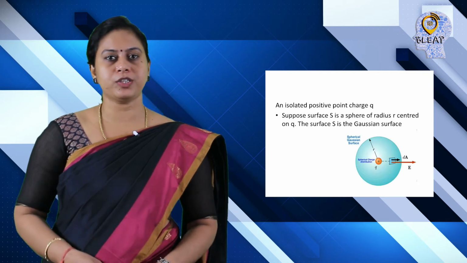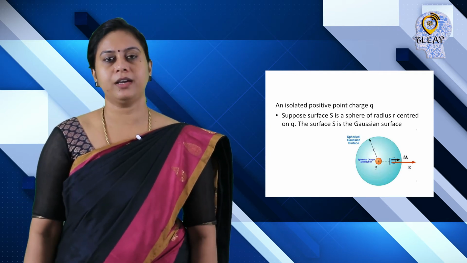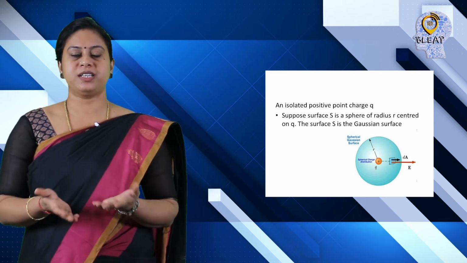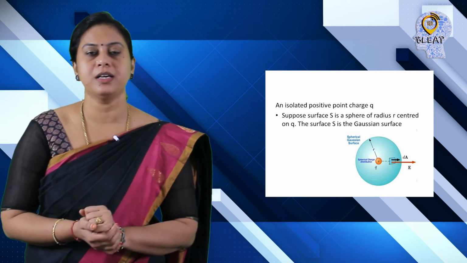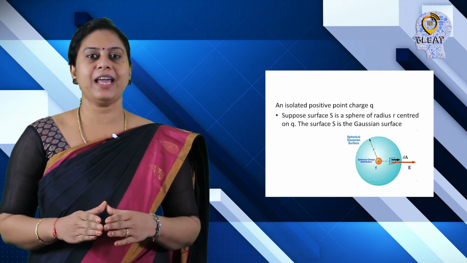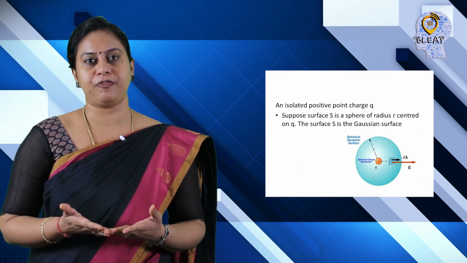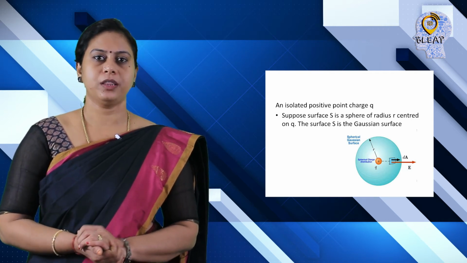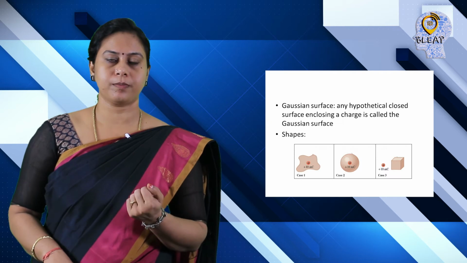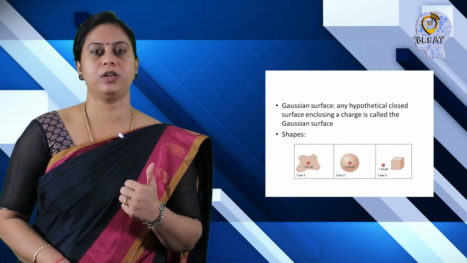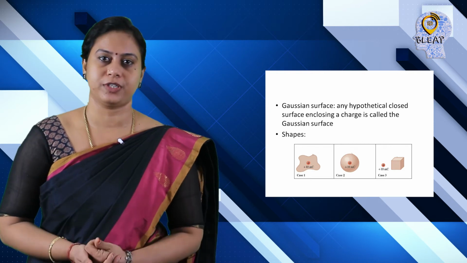An isolated point charge Q we can take. Suppose the sphere is the surface and the radius r is centered on the charge Q. Now we will take the sphere as the Gaussian surface. What is Gaussian surface? The term which is very new for us. Yes, the Gaussian surface, which is nothing but, first of all, it is an imaginary surface.